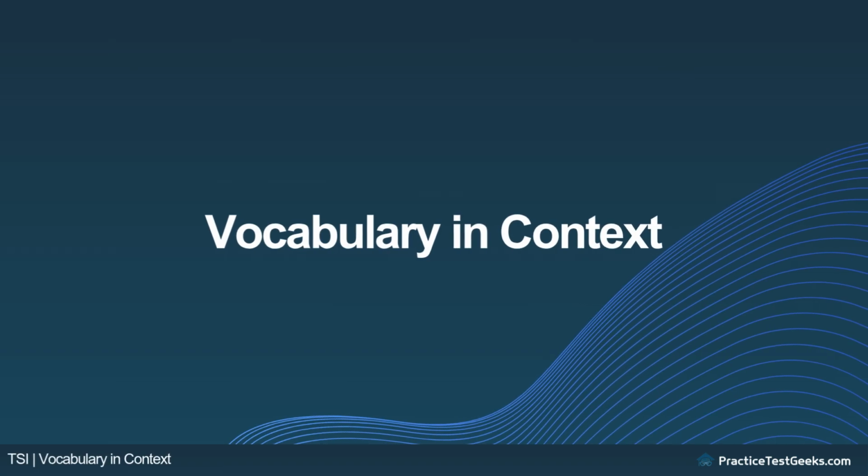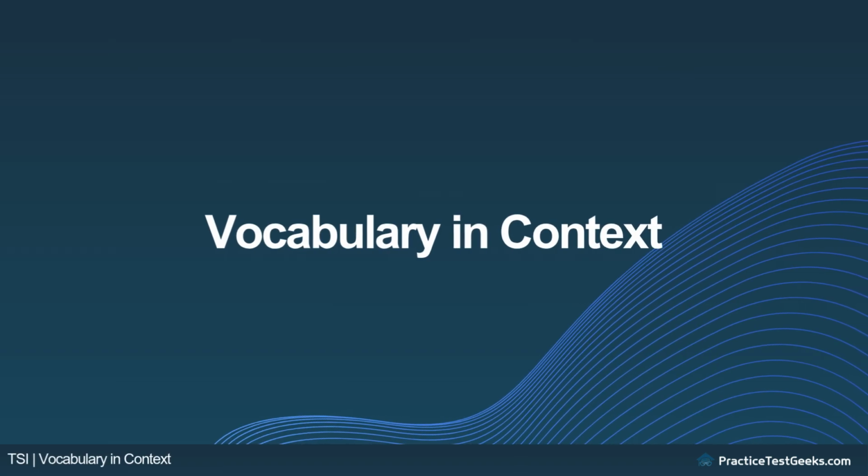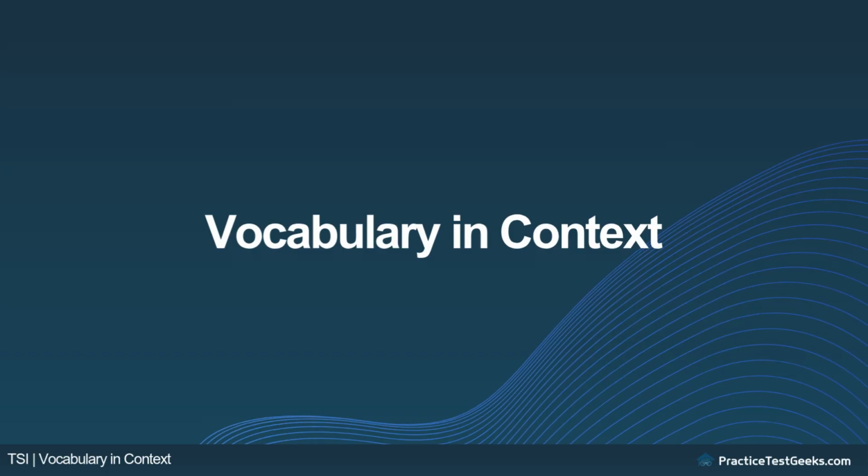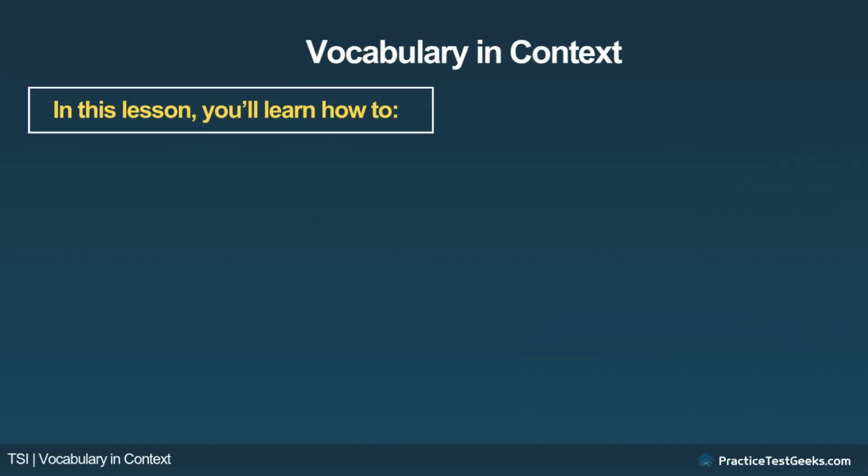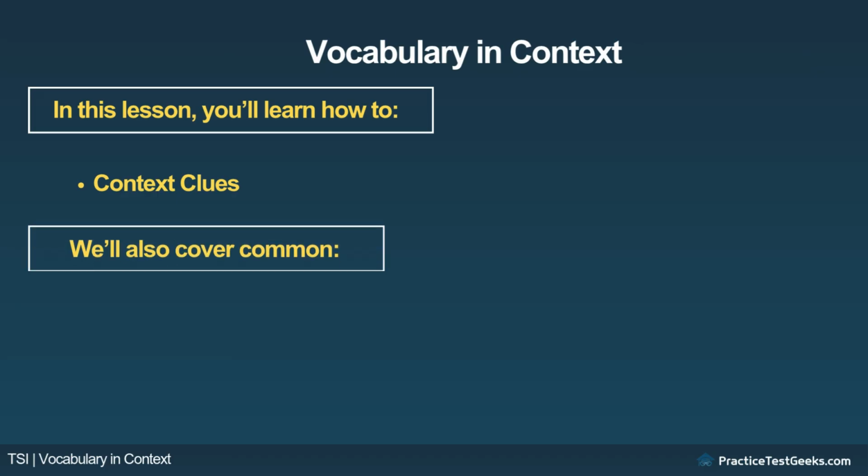Welcome to this lesson on vocabulary and context. You don't need to know every word to understand a passage. In this lesson, you'll learn how to use context clues, hints in the surrounding sentences, to figure out the meaning of unfamiliar words. We'll also review common prefixes, suffixes, and root words to help you break down tough vocabulary. These tools will give you an edge on the TSI reading test, especially when faced with tricky word choices.